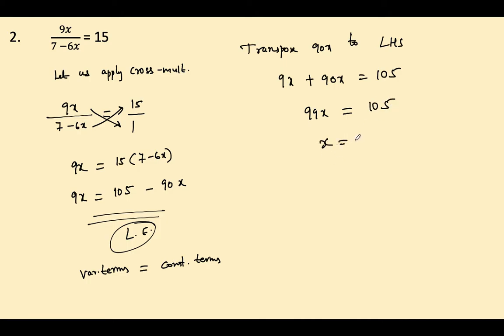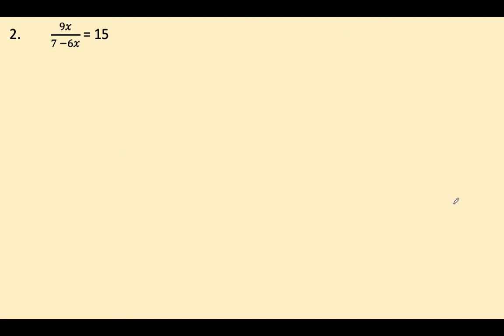So what is x? x must be 105 by 99. 3 3s are 9, 3 5s are 15, 3 33s are 99. So what is the value of x? 35 by 33. So the solution to this given linear equation is x is equal to 35 by 33. Let's look at the next question.